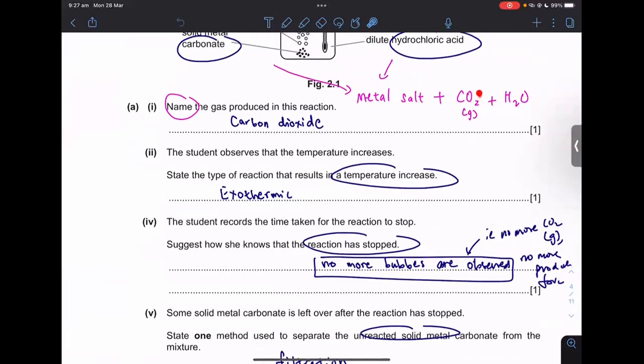How does the student know the reaction has stopped? This reaction produces gases. Very easy. When there is no more gas, you don't see any more bubbles. I have spelled that incorrectly. Bubbles should be B-U-B-B-L-E-S. You saw bubbles because they were gases. Now you don't see any more bubbles because no more gas is being produced.